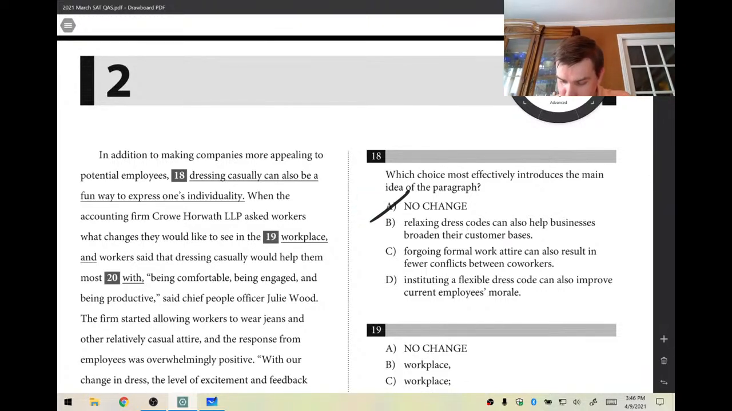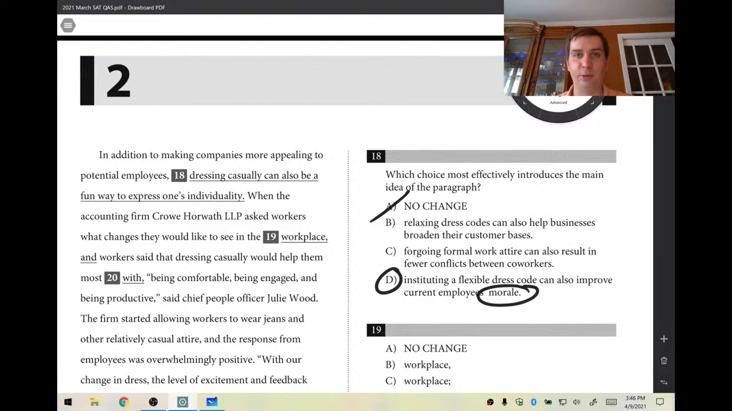What should it be? And we're looking for the main idea of this paragraph, which has to do with the employees' morale. So here is the corrected version. In addition to making companies more appealing to potential employees, instituting a flexible dress code, not dressing casually, instituting, that's why answer choice A was so insane. Instituting a flexible dress code can also improve current employees' morale.